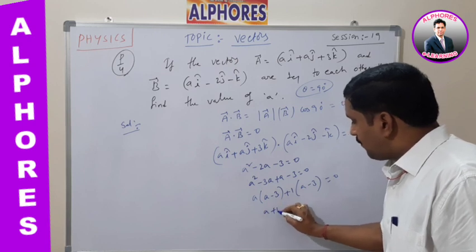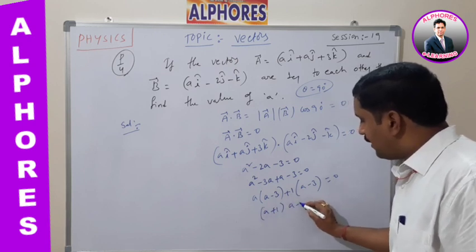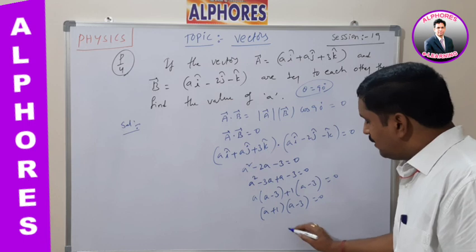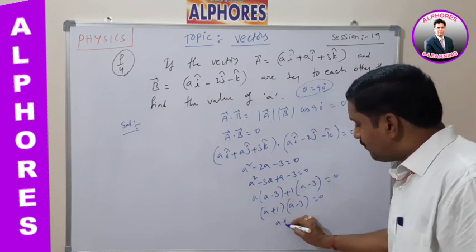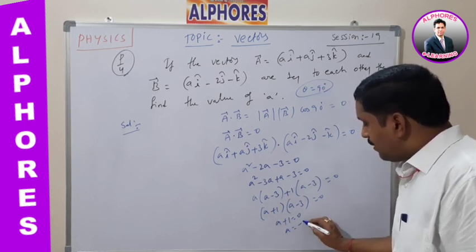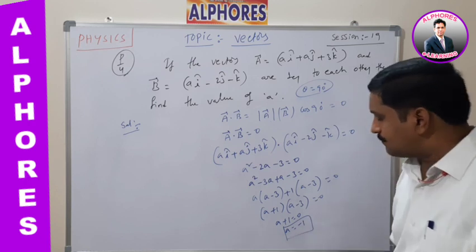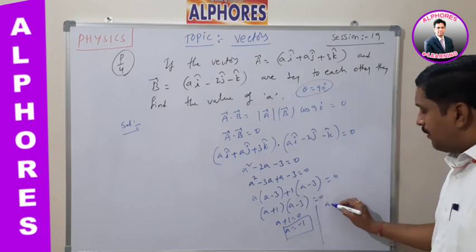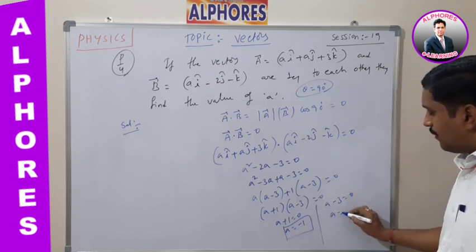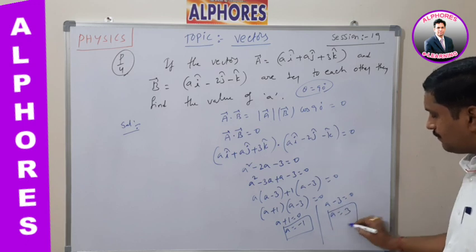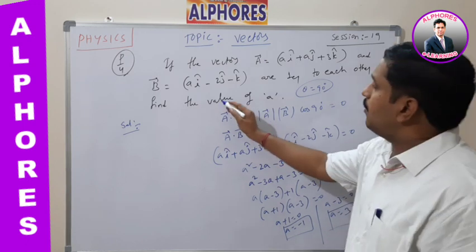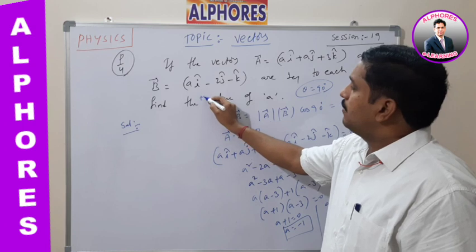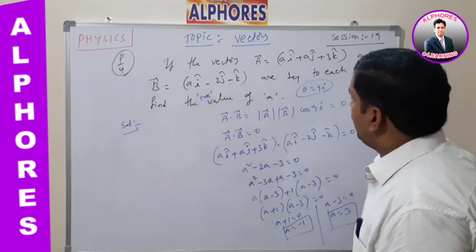Yeah, A plus 1, what are the partial fractions? A plus 1 and A minus 3, which are equal to 0. Then what are the values? Suppose A plus 1 is equal to 0, then the value of A is minus 1. And if A minus 3 is equal to 0, then the value of A is plus 3. That means here find the positive value of A.